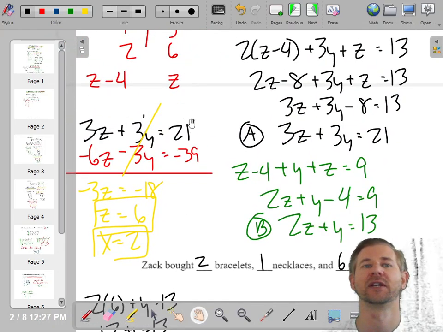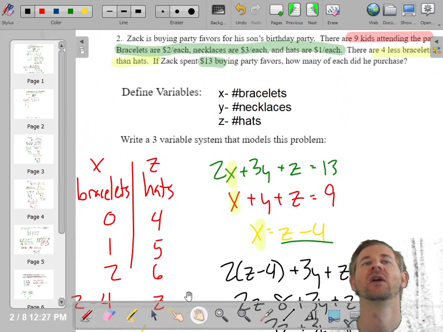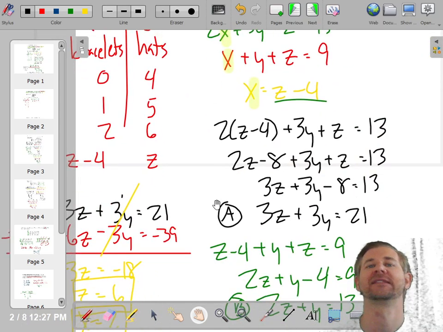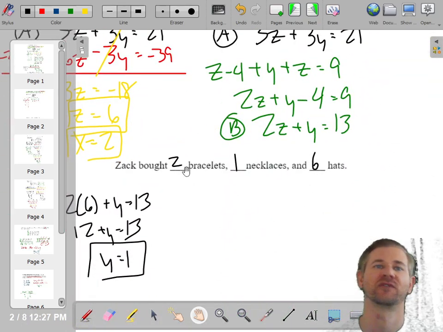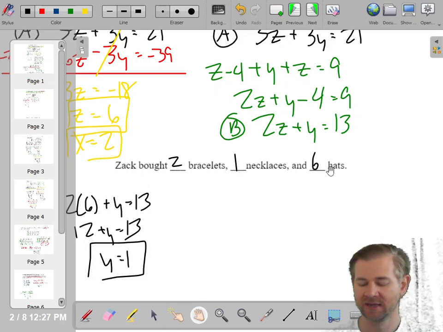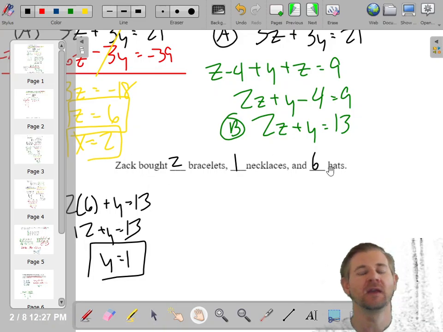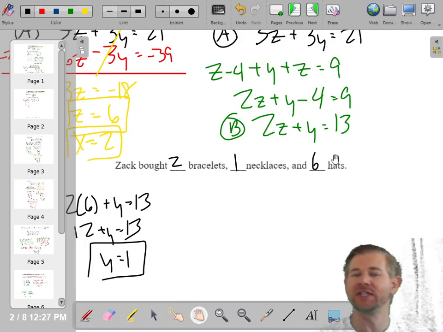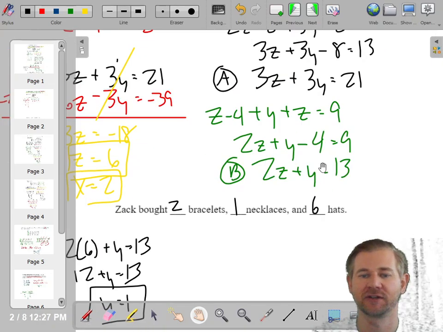And remember, we said earlier, there are 4 less bracelets than hats. So if there's 6 hats, there's 4 less bracelets, and they add up to 9, so I know I'm good, okay? Those are a little trickier to set up, but once you get them set up, it's actually easier to generate your A and B equations.